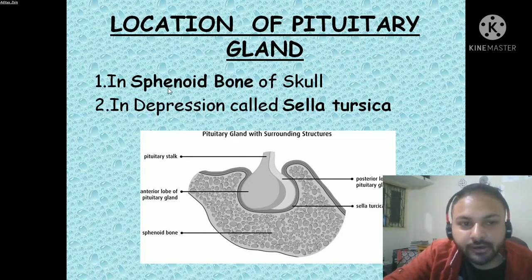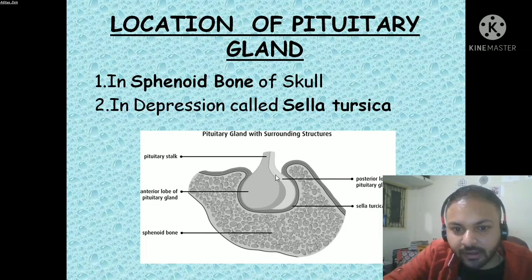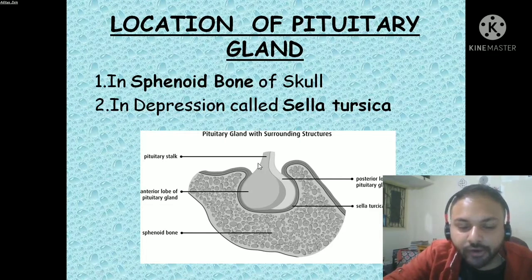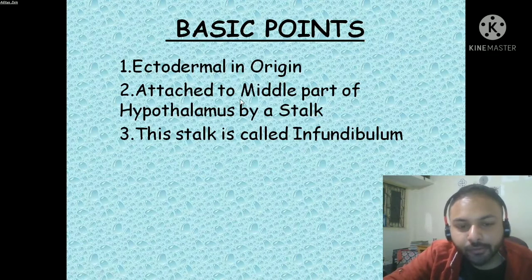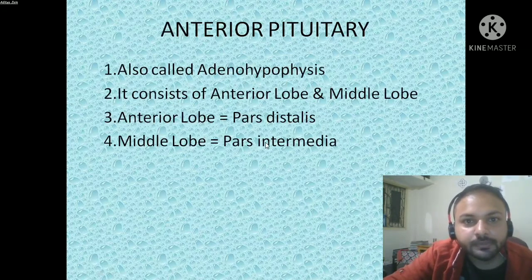Location of the pituitary gland. It is located in the sphenoid bone of the skull, and in the sphenoid bone there is a depression, known as sella turcica, and in the sella turcica the pituitary gland is located. The pituitary gland is ectodermal in origin, and the middle part of the hypothalamus is attached to the pituitary gland by a stalk which is known as the infundibulum.